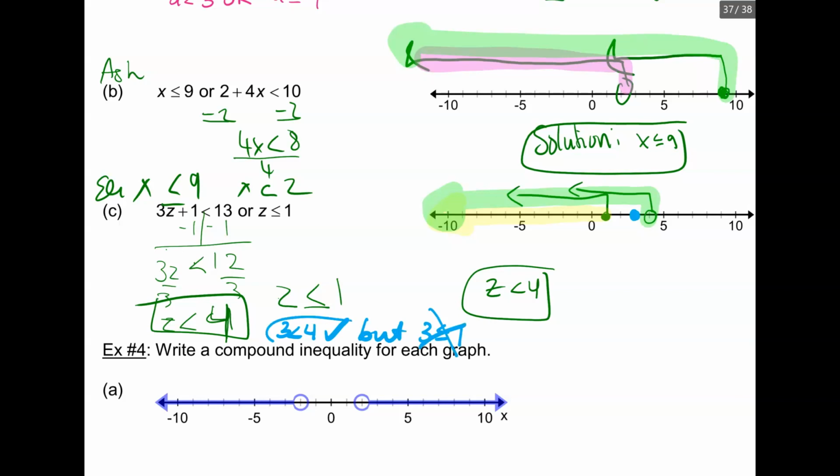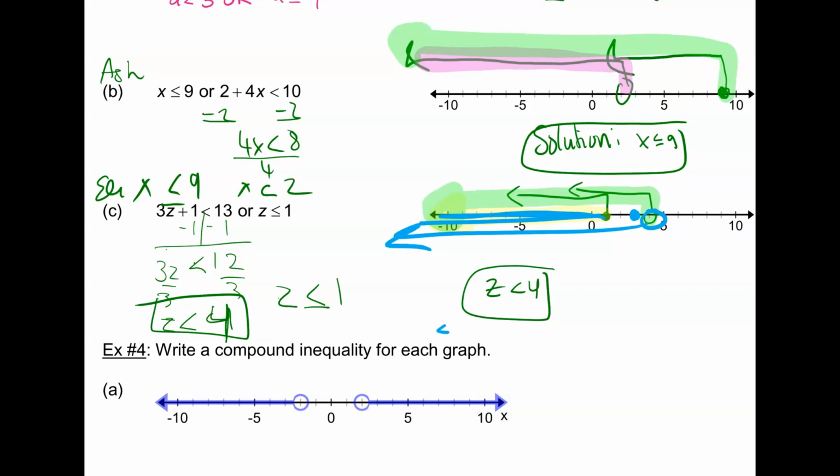But since we have an or, only 1 has to be true for our solution. And since every number right here is covered by the one that goes this way, I can pick the more general one. How is z less than or equal to 1 not right? It's inside the z is less than 4, because every single number that fits z is less than or equal to 1 also fits the z is less than 4.